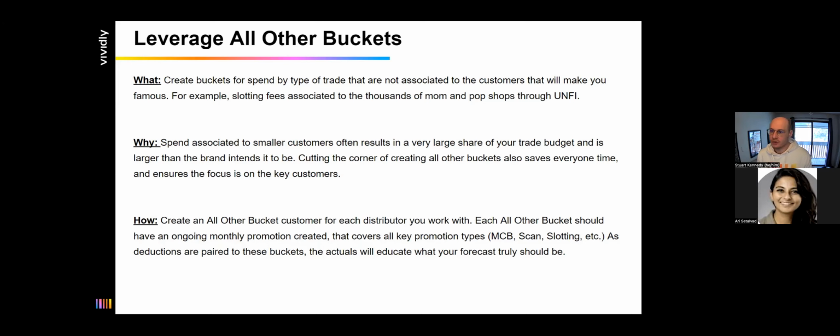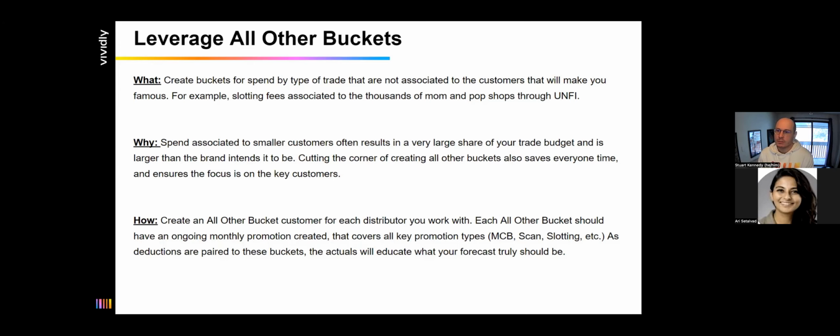Let's have a 10% trade rate with all the small mom and pop shops. And maybe we were at 15%. Well, that 5%, maybe that's a few hundred, just as a few examples there. So just really, really important there.